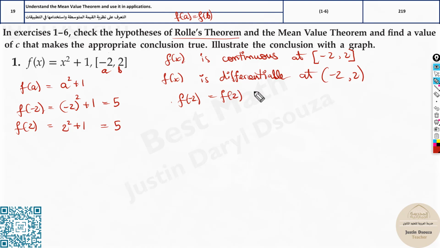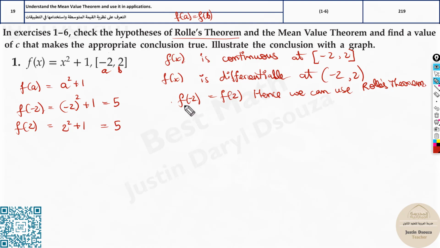Hence, or therefore, we can use Rolle's theorem. So this is the thing. Now, these three statements are very crucial. After this, we can easily start solving everything. I mean, solving using Rolle's theorem.